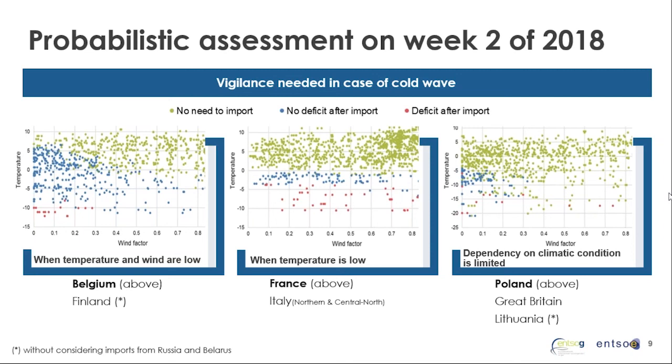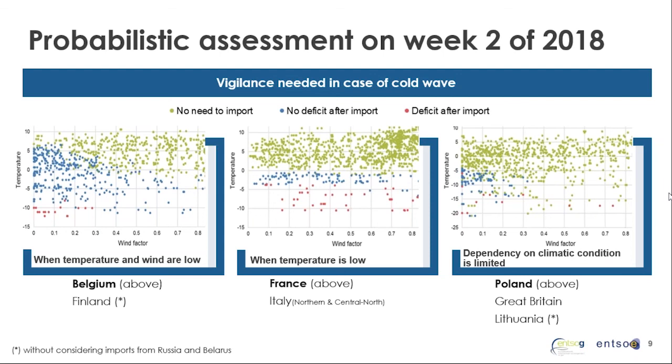There is also, for France, a situation that is more related to temperature only, because of France's sensitivity to temperature, which is the highest in Europe in winter time. And for Italy, you have a similar effect, I would say, of dependence on the temperature. And on the right, you have a scatter plot with an example of Poland.